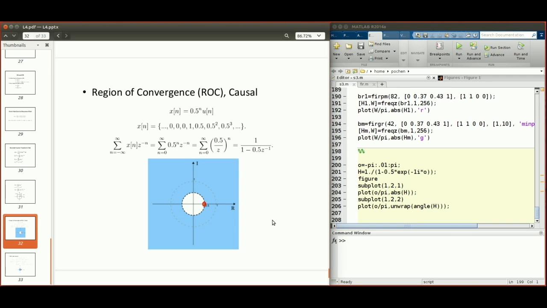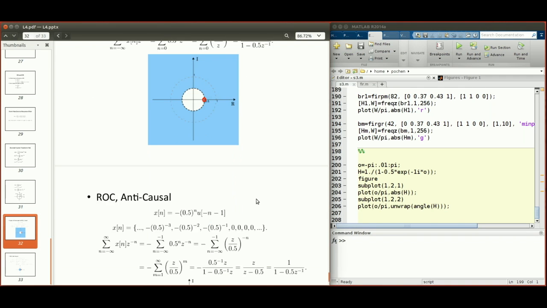Which means a bounded input gives a bounded output, which is called stability. Usually you want a stable filter. So if the region of convergence contains the unit circle, then your filter or your linear time invariant system is going to be stable, bounded input, bounded output. That's one example of a causal and stable system. That's the kind of system that we would like to have for our filters or other linear time invariant systems.